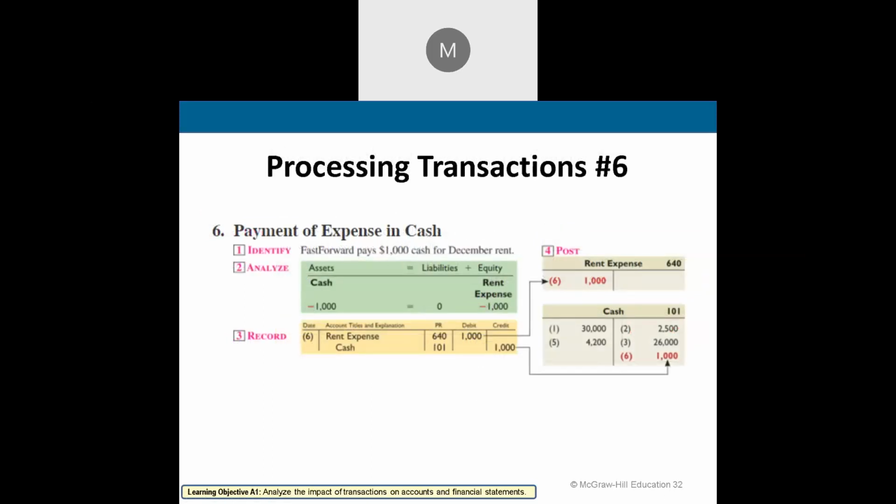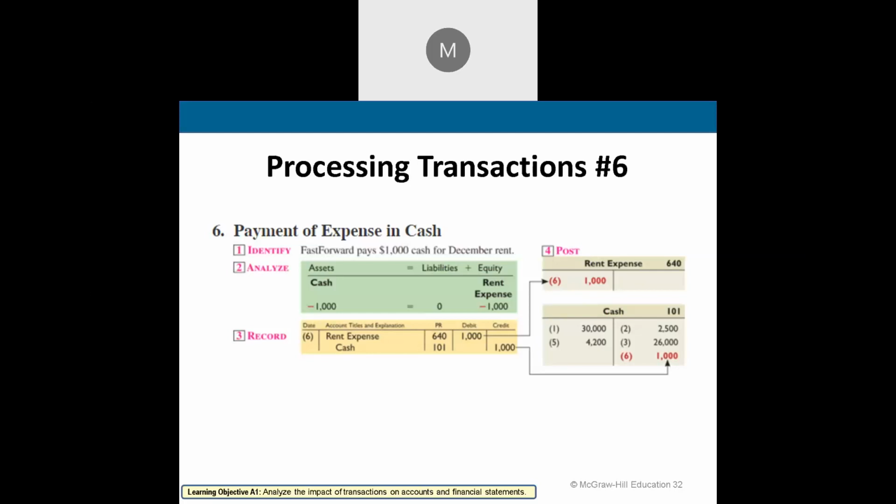Transaction 6. I'm sorry, this is blurry. Either that or my eyes just went on me, but I think this is blurry. I apologize for that. I don't know what caused this to happen, but I'll read it through with you.